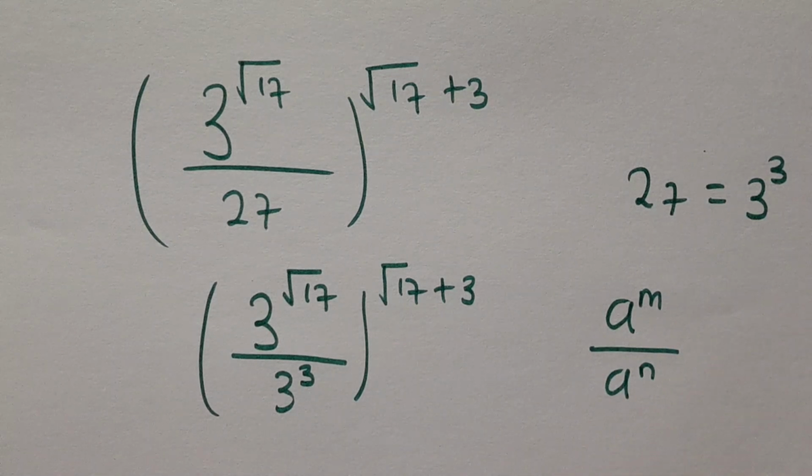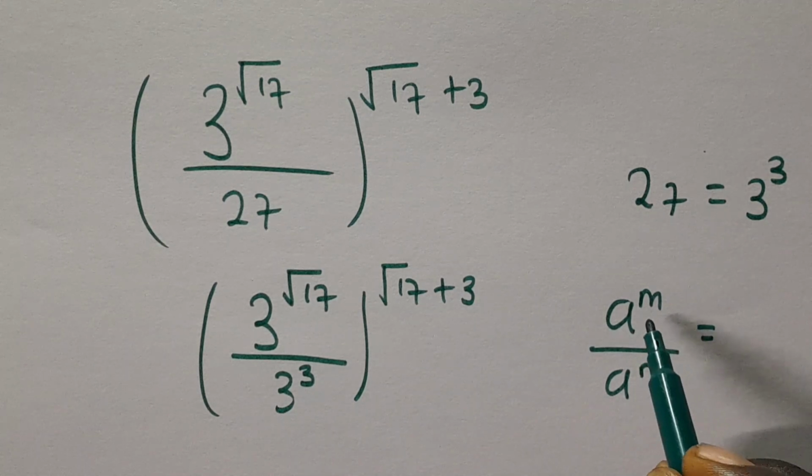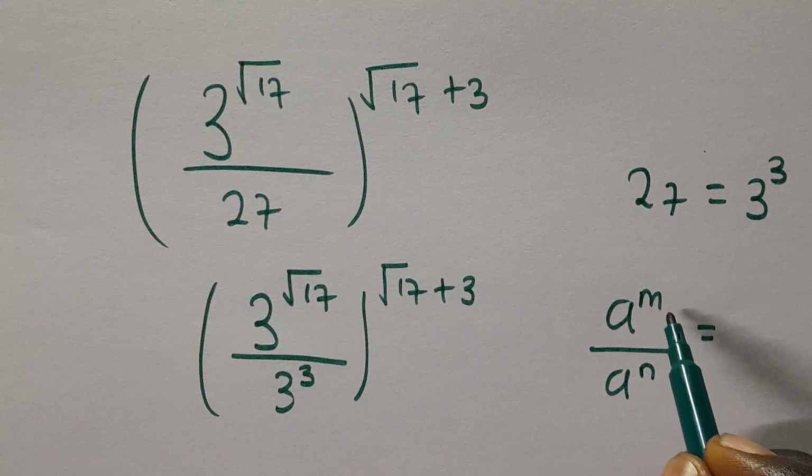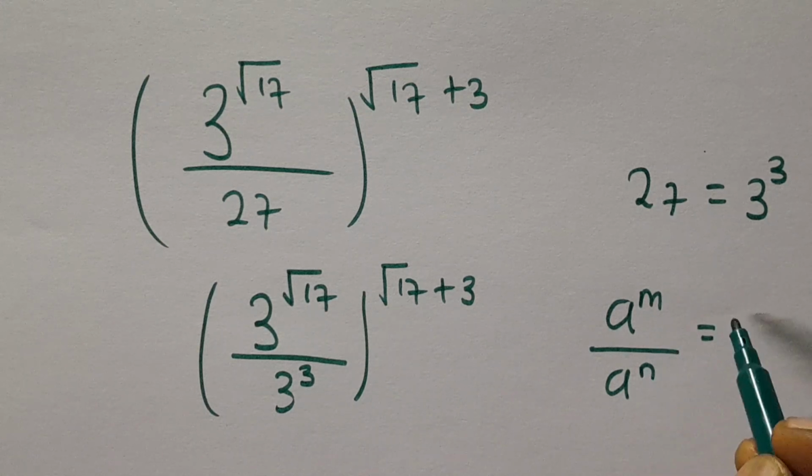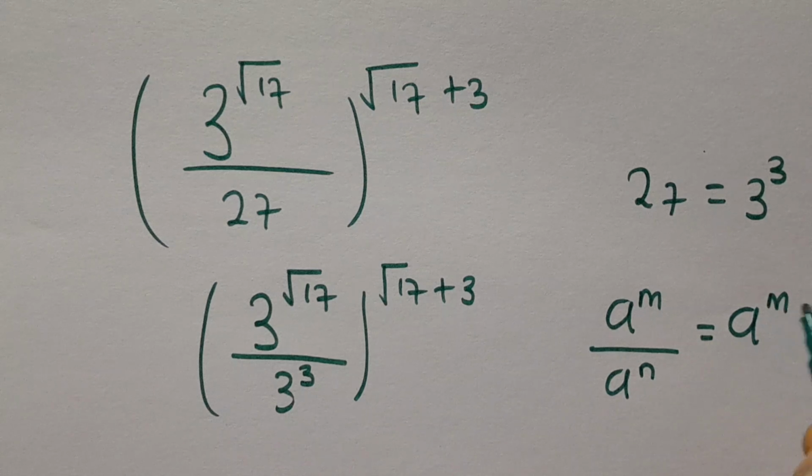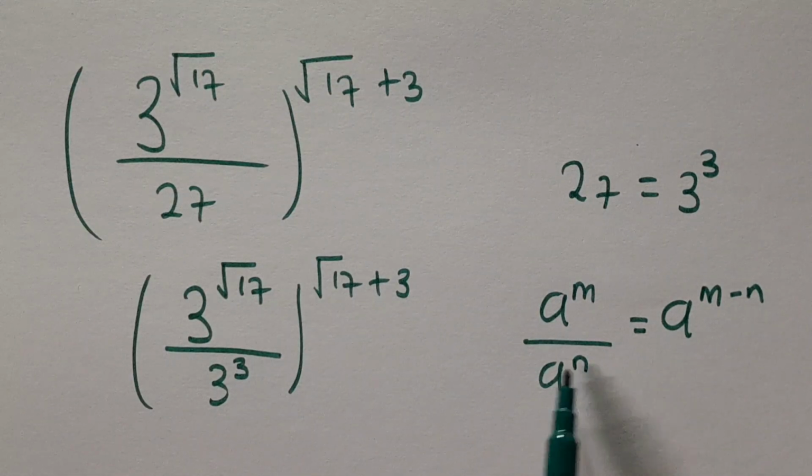Now, according to the law of indices, when we have a raised to power m divided by a raised to power n, so far they have the same base a, we can subtract. According to that law, we need to subtract their powers. We have it to be a raised to m minus n.